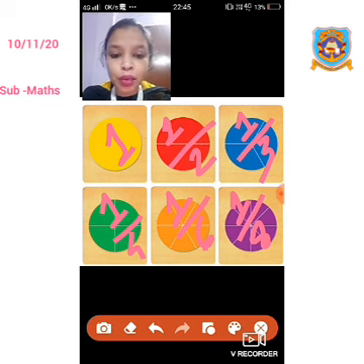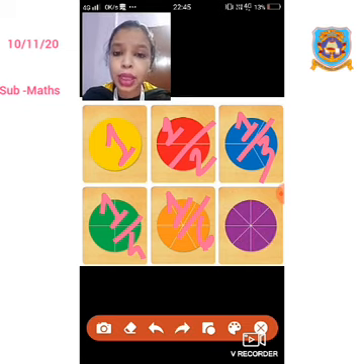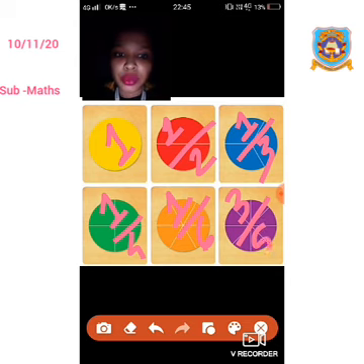Now suppose the last one, how many equal parts? 8. And I have taken 3 parts. How will you represent it in fraction? 3 parts I have taken, so 3 by 8.